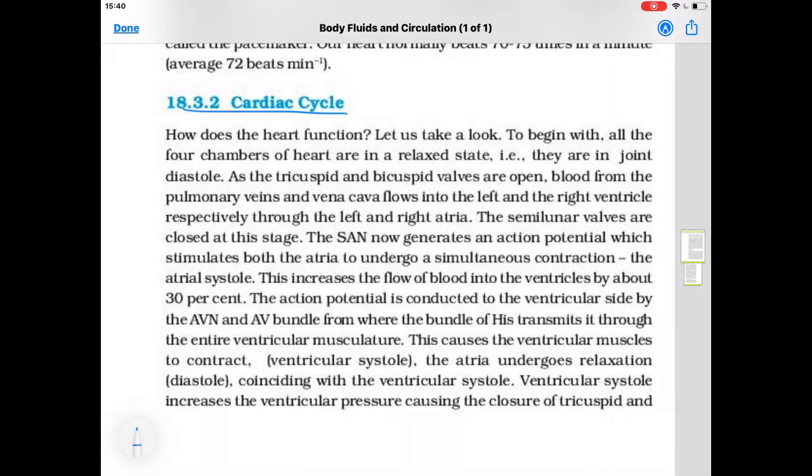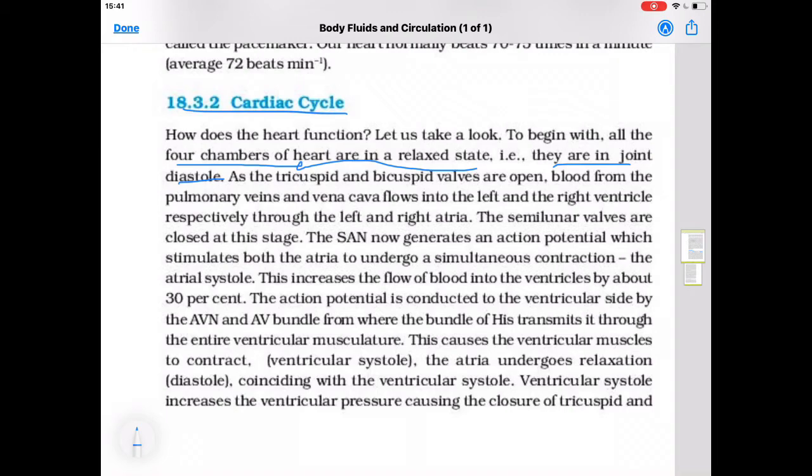To begin with, all the four chambers of heart are in a relaxed state. That is, they are in a joint diastole. So, first we are considering that both auricles and ventricles, that is, all four chambers are in the rest state or relaxed state. This is known as joint diastole.